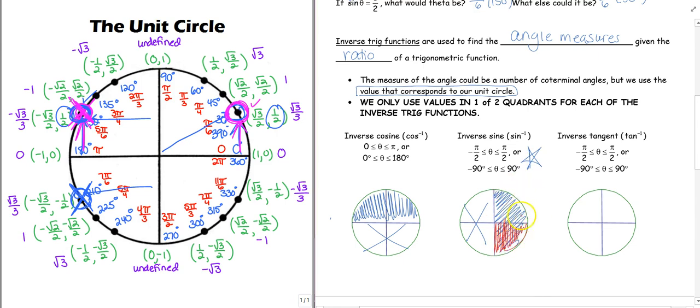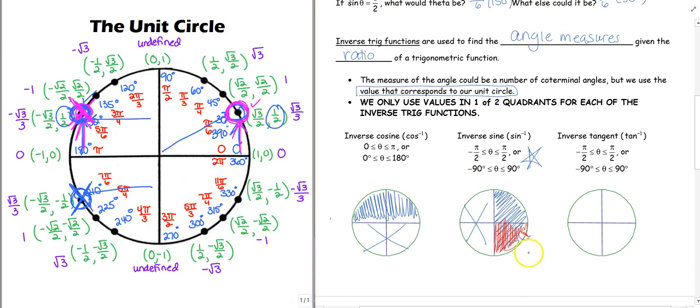Quadrant 1 is going to be normal. We're going to label our angles 30, which is pi over 6, 45, which is pi over 4, and so on. But if your angle happens to fall in quadrant 4, you are not going to use 330. You're not going to use 315. You're not going to use 300. You're not going to use 270. When we look at our bounds here, it's between a positive 90 and a negative 90.